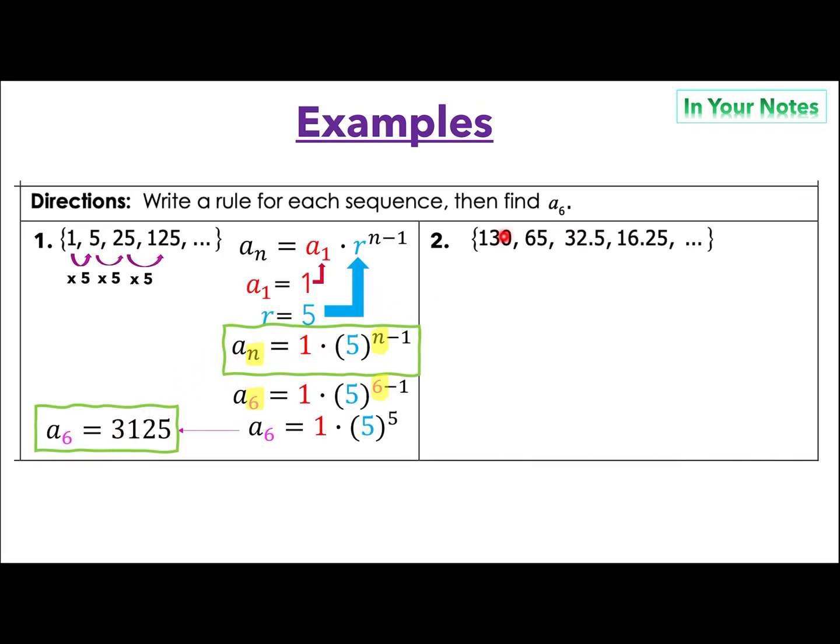Okay, number 2, we are at a new sequence. First step, always rewrite the formula. A sub 1 is the easiest one to find. Remember, that's your first term. Your first term is 130.